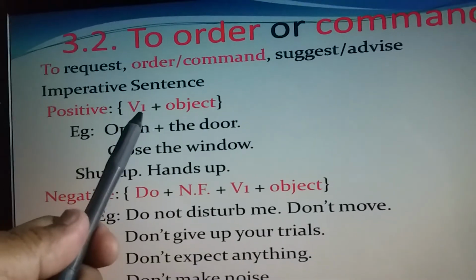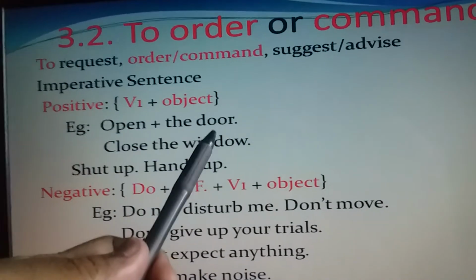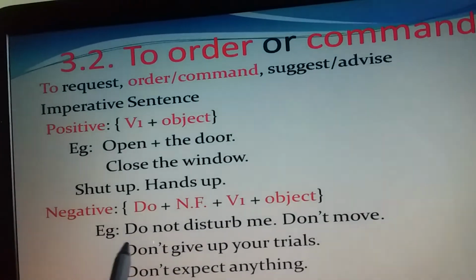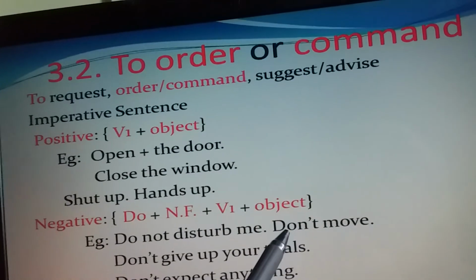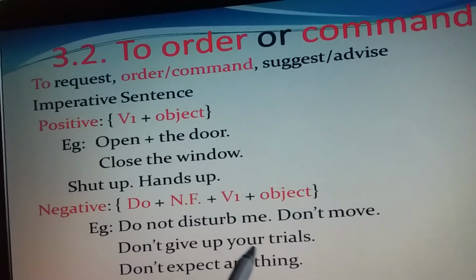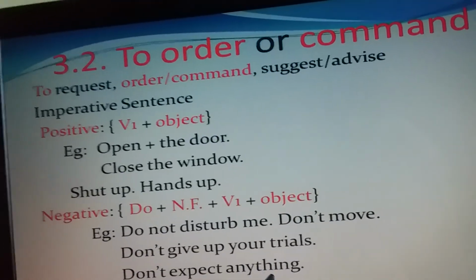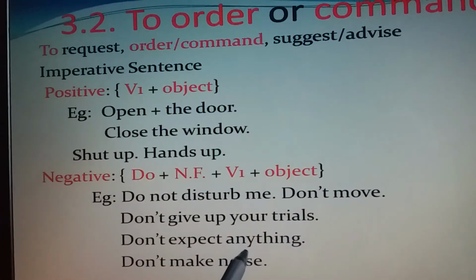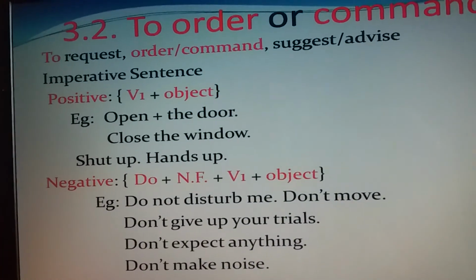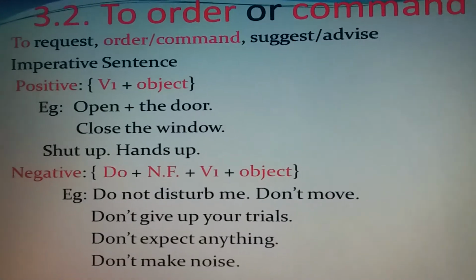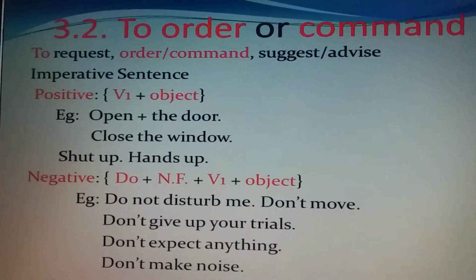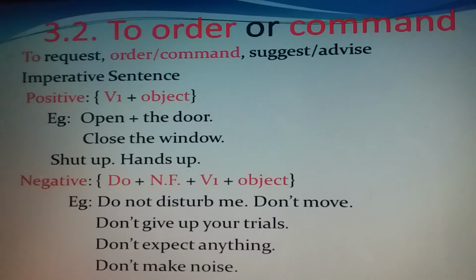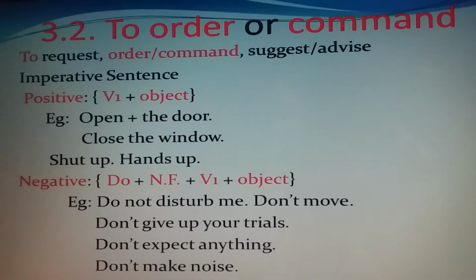The same structure, V1 plus object: open the door, close the window, shut up, hands up. And negative sentences: do not disturb, don't move, don't give up your trials, don't expect anything, and don't make noise, like this. So this is about command. For commanding, we need to apply a commanding tone. If it is a requesting sentence starting with please or ending with please, we need to use it more politely.